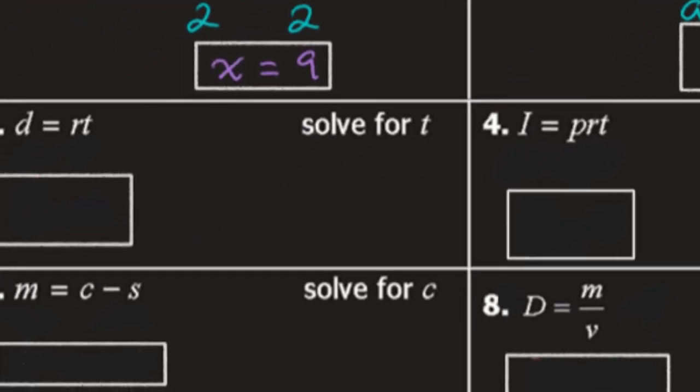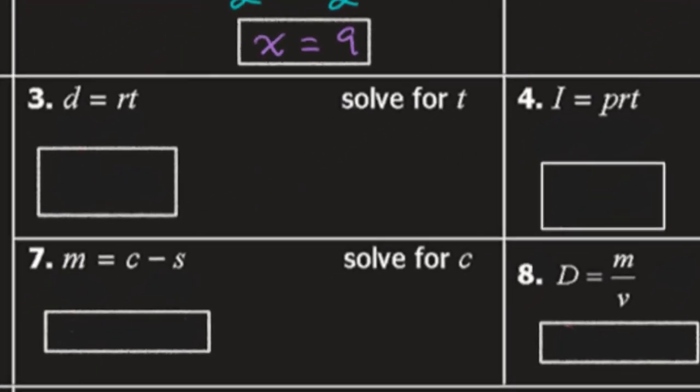Example 3. We're solving for t, which means we need to eliminate r. R is multiplying t. Divide by r, d over r equals t.